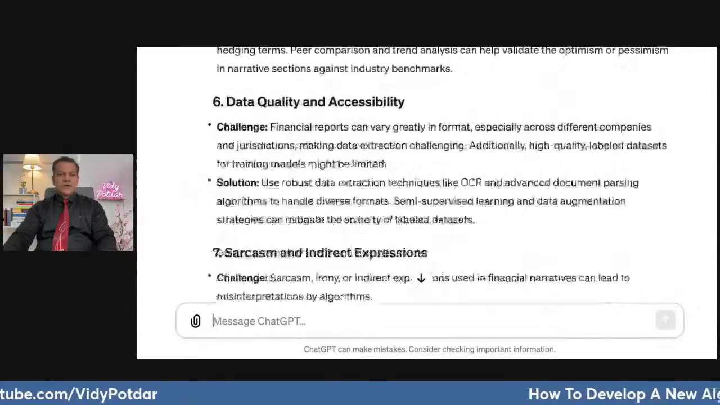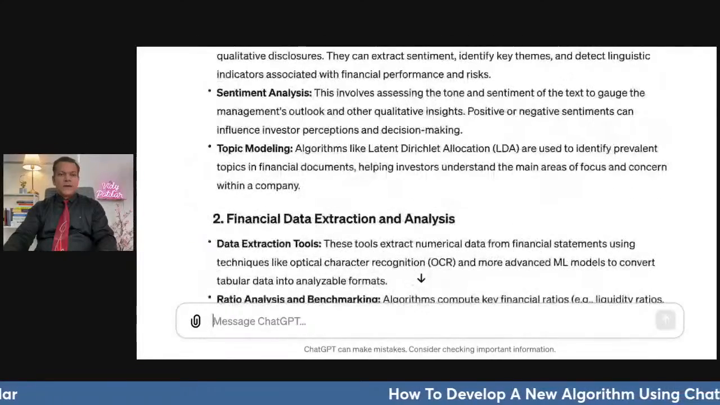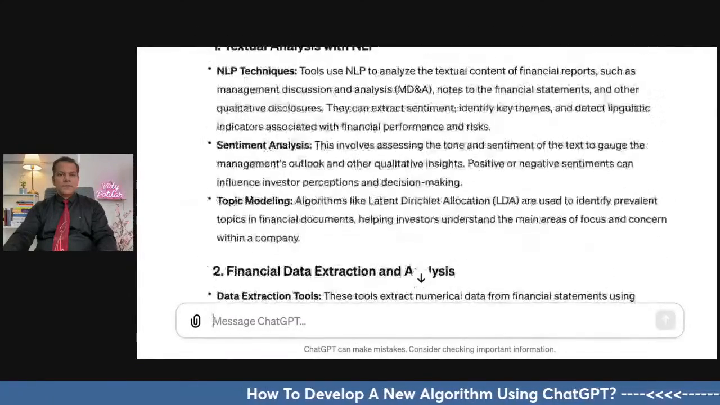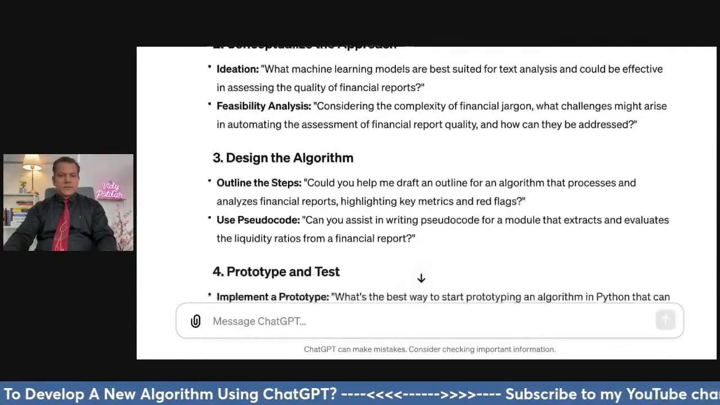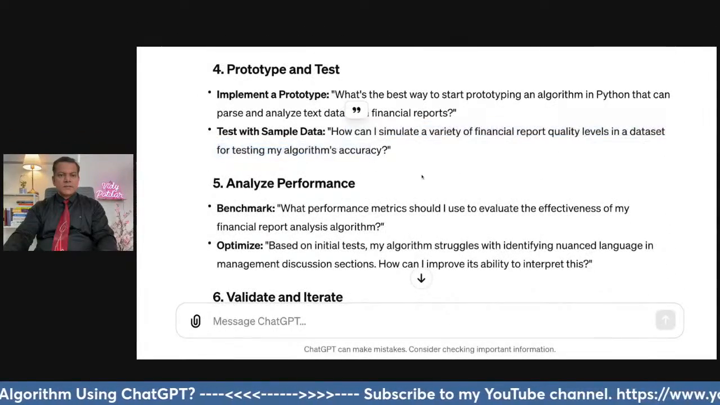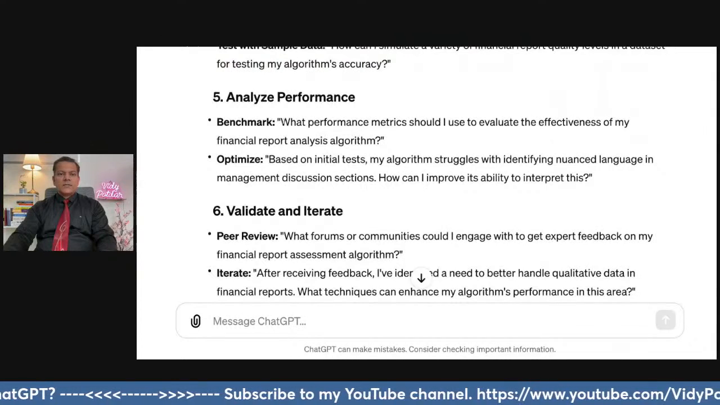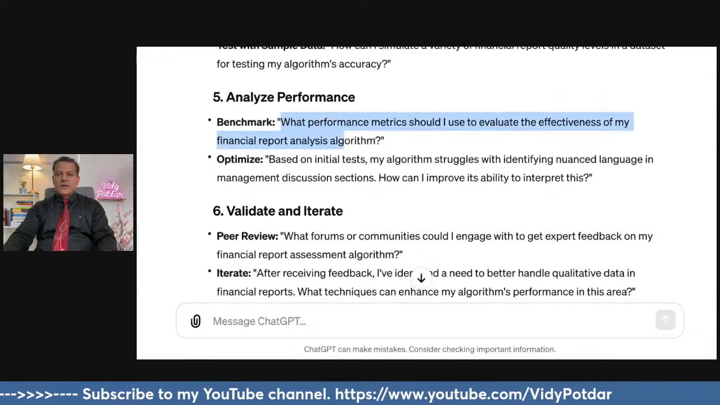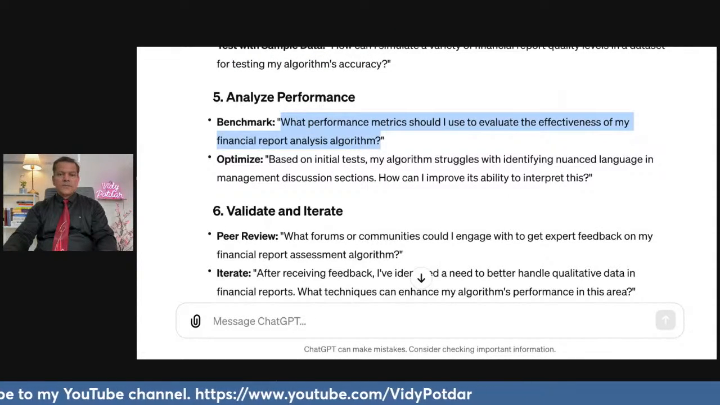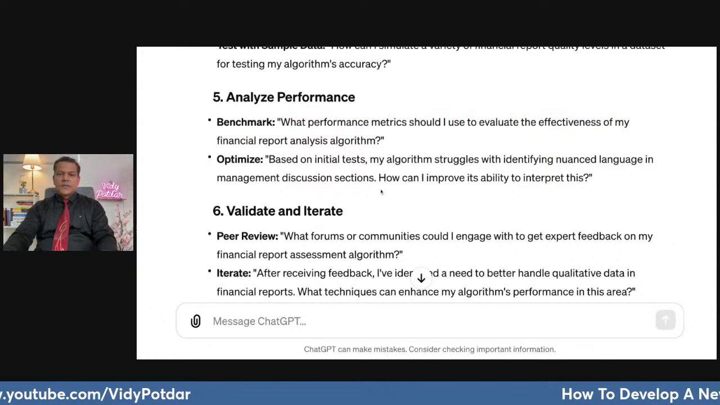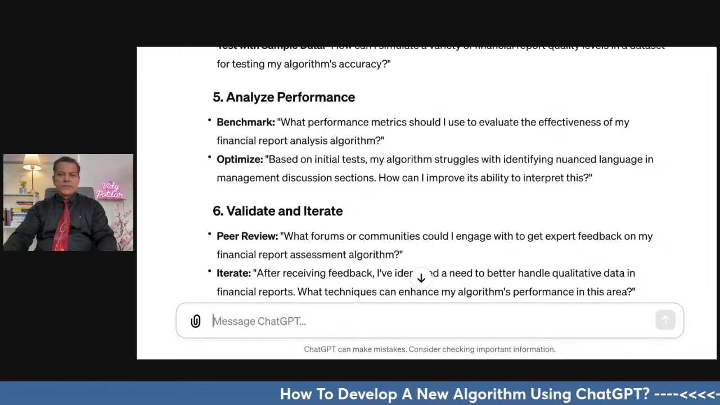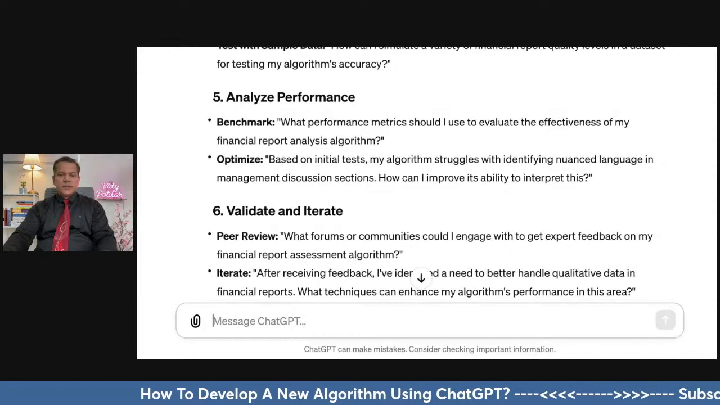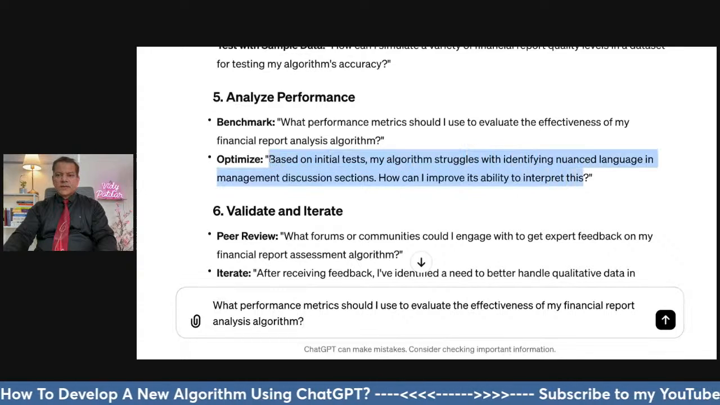Okay, so this one is gone. Let's see what was step 5. Okay, we've done this. Step 5: What performance metrics should I use to evaluate the effectiveness of my financial algorithm? Based on the initial tests, my algorithm struggles when identifying nuanced language. How can I interpret this? Okay, let's do this, and then we'll also run this after that.